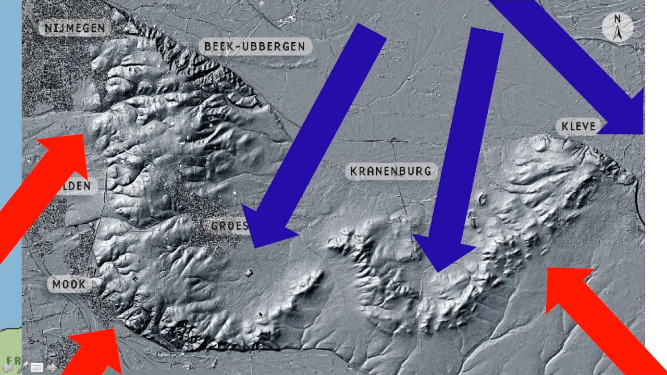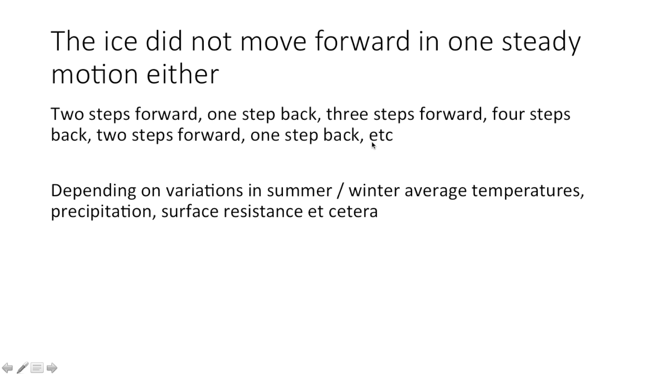So this one can still be seen. That was an ice lobe. This one was an ice lobe as well. So bear in mind that it doesn't move forward in one steady motion, and sometimes it takes 2 steps forward, then it's a particularly mild winter and it recedes 1 step, and then it was for 3 years in a row super cold, and then it comes forward, and then it was 4 extremely hot summers, and a lot of stuff melted down and it went back again, and then it went forward, etc. So depending on variations in summer and winter average temperatures and precipitation and surface resistance, etc., these things came forward and backward.